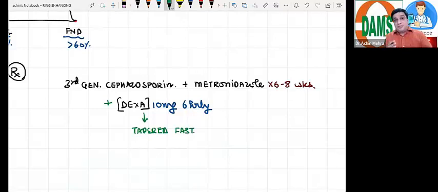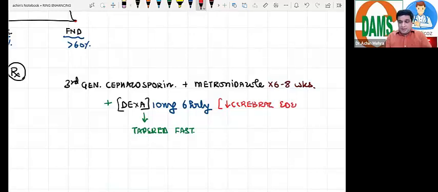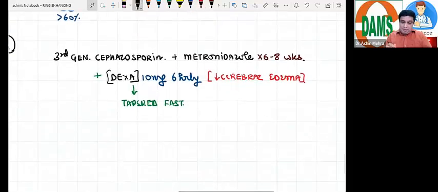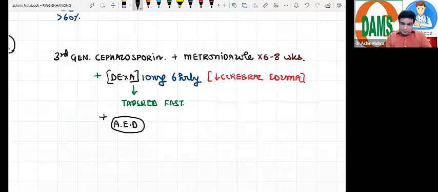Basically, the reason for giving a steroid in them is to decrease what? Cerebral edema and the mass effect that we find. Okay, so steroids have to be given. Don't worry. Apart from this, the anti-epileptic drugs have to be used in them. And how long should I give it? We should give it for at least 3 months, right?